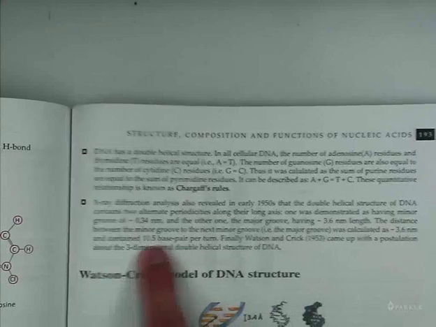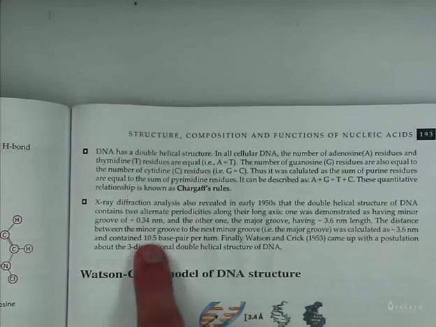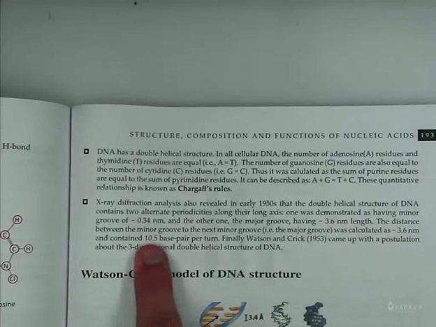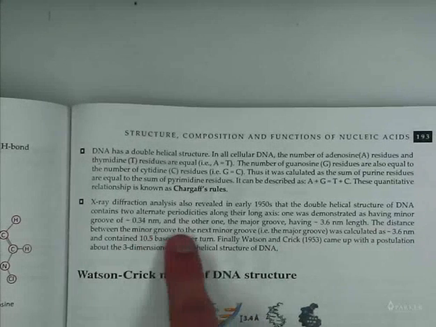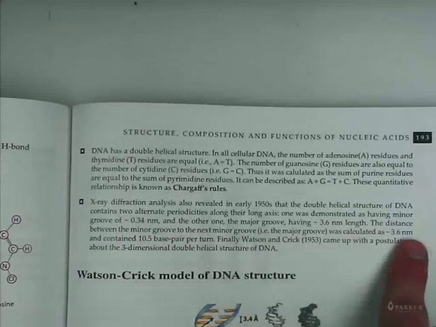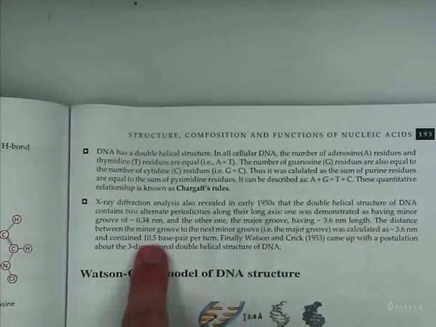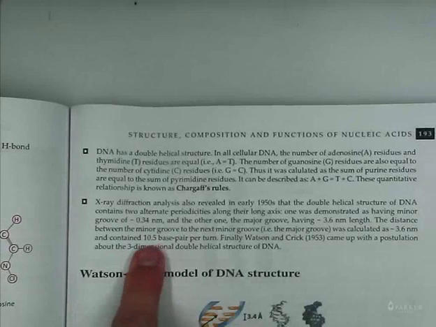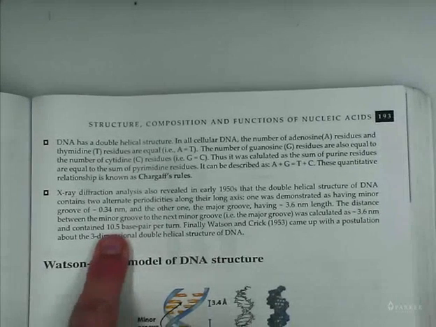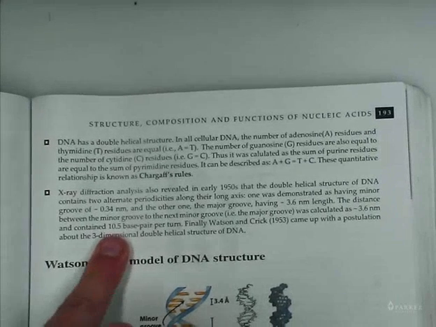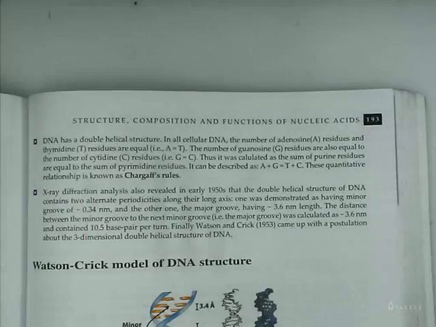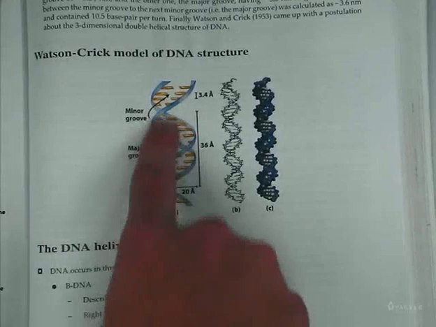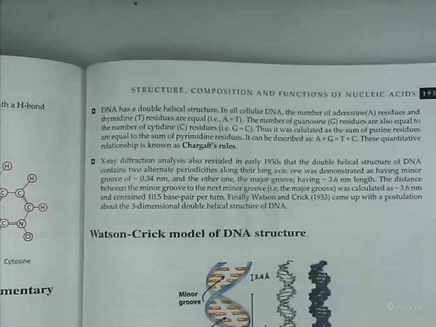The difference, he actually could ask you. I think I remember him maybe asking on a quiz the distance from one minor groove to the next minor groove, which was calculated as about 10.5 base pairs. I think I remember him pulling that out somewhere along the line, or maybe that was just what stuck with me from learning this. But 10.5 is from groove to groove, so from minor groove to minor groove.